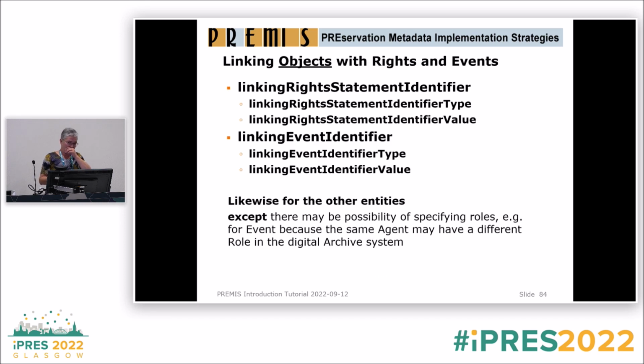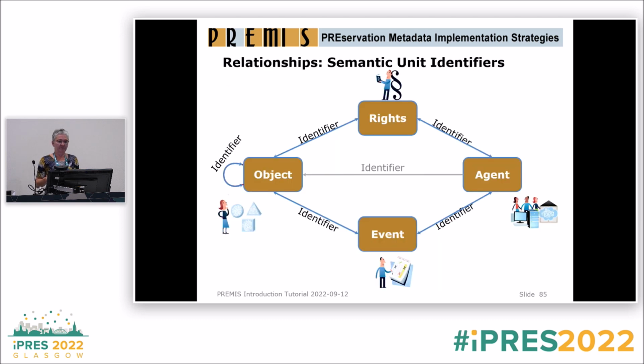For these linkings, you have a type of identifier and you have the value, just as you specify an identifier for an object or agent, etc. It's the same: if you follow the naming convention, you can see where it belongs. There are some exceptions, because they're all on this form, but sometimes you want to specify some extra information, like a role for an event. Otherwise, they're very much the same. Okay.